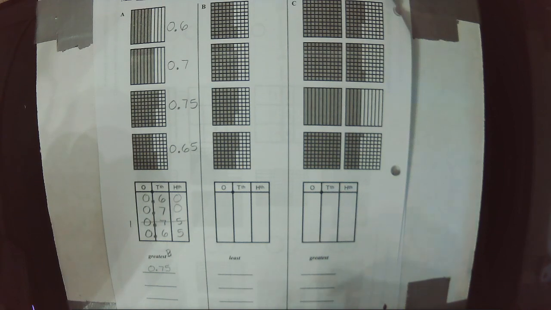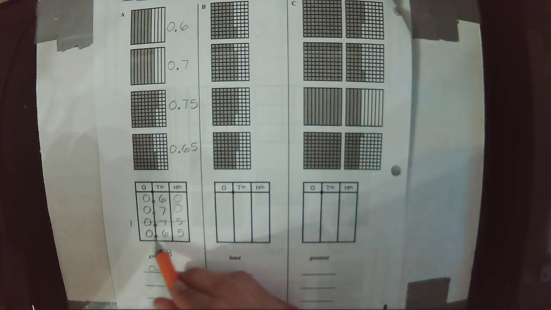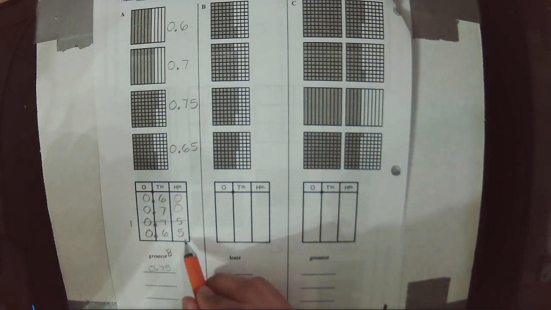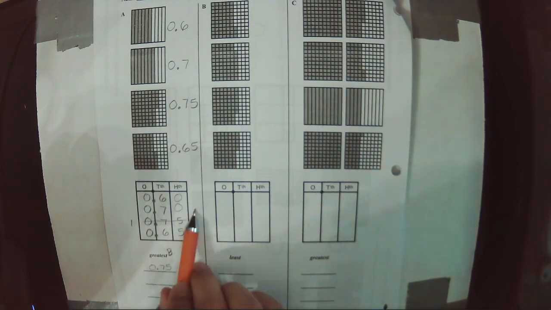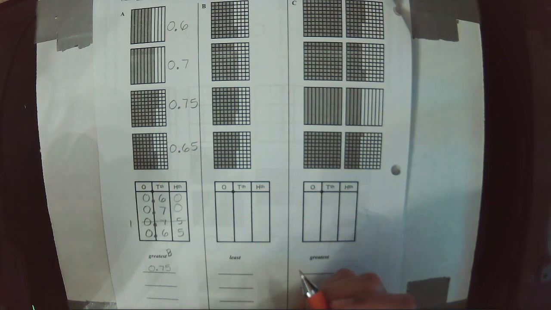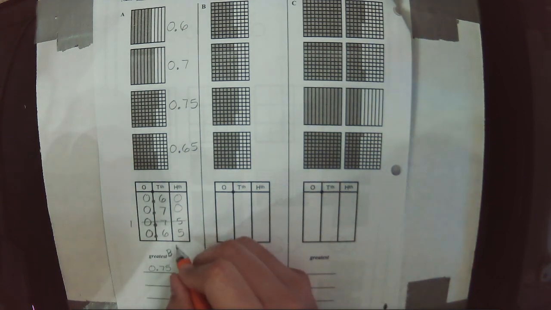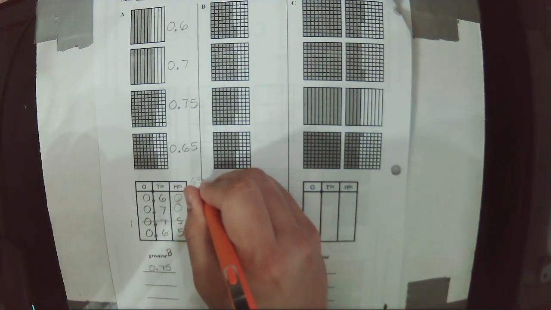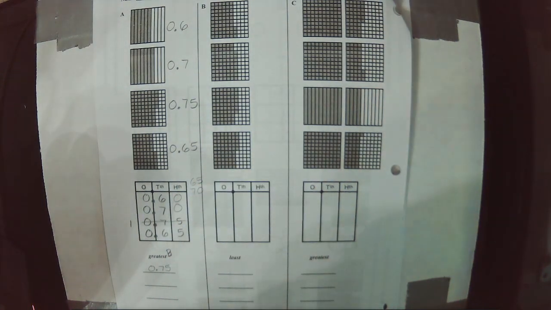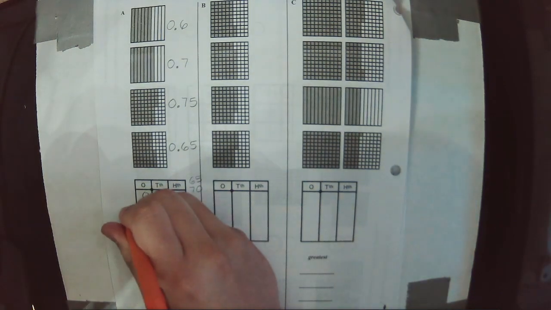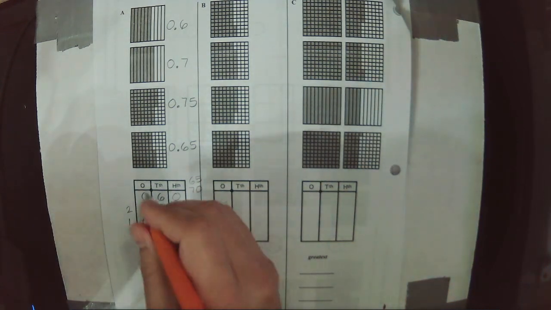Jadine? What's going to come second? 0.65. So 0.65 is the second biggest number I have? Yeah. It's bigger than 0.60 and 0.70? Yes. So if I gave you the choice, Jadine, and I told you I could give you $65 or $70? 70. That's my second number. That's the second biggest one I have.